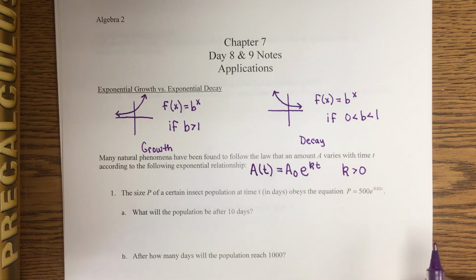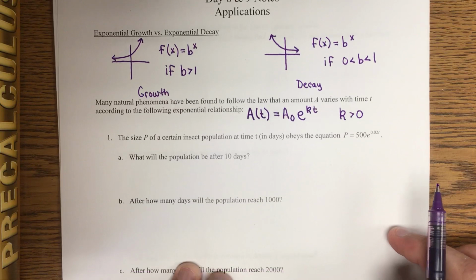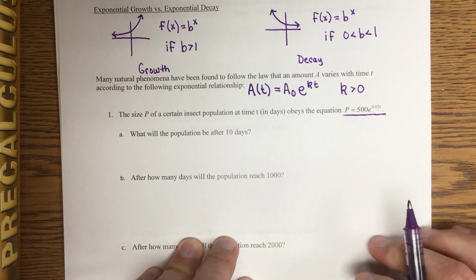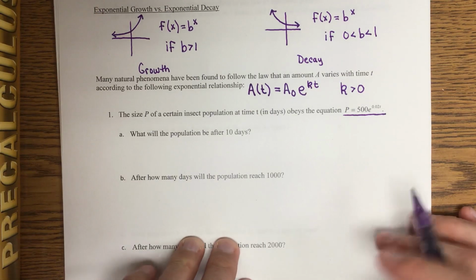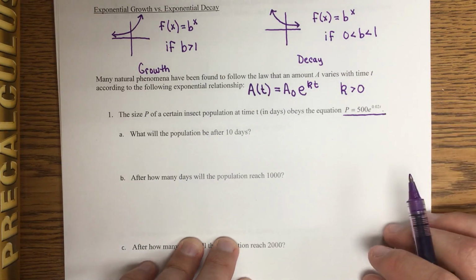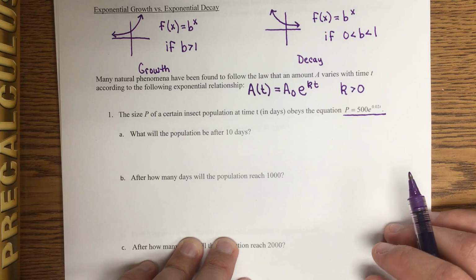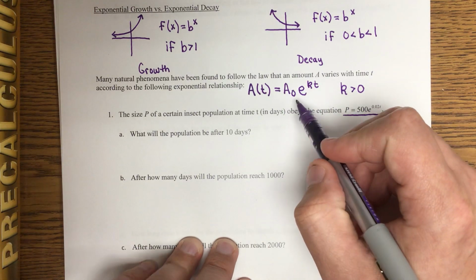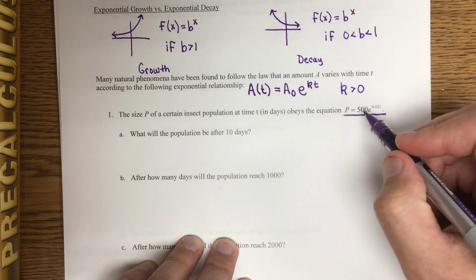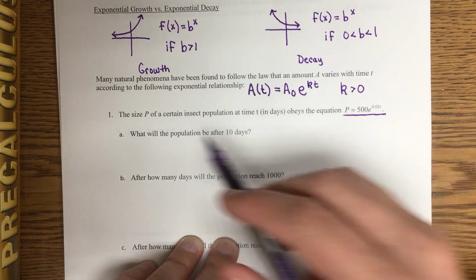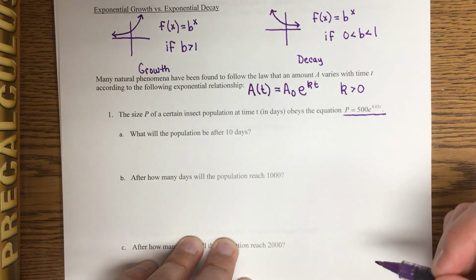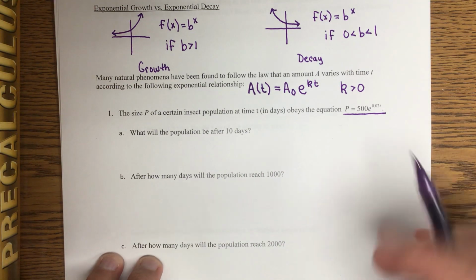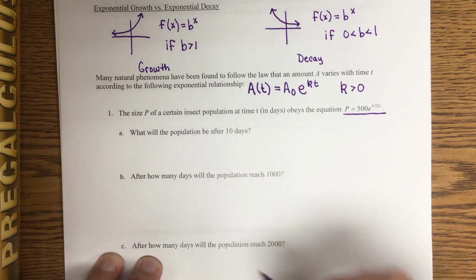So for this first one, we're looking at the size of an insect population, and they actually give us the equation to model that growth. It says P equals 500 times e to the 0.02t power. Now notice the 500 stands for that A sub 0. And so that 500 is the original amount of insects, or the starting population for this problem.